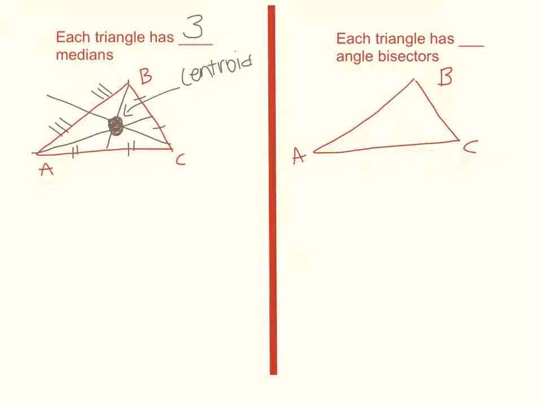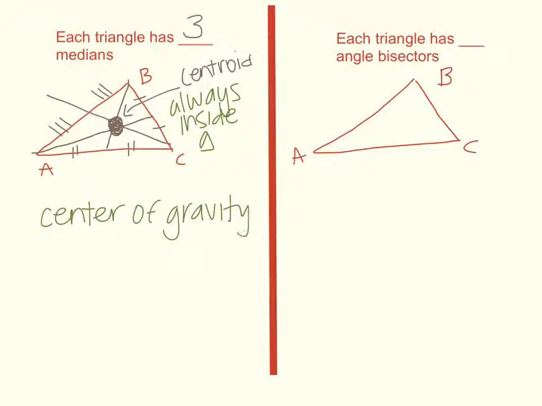So the centroid is always inside the triangle, every time. This is used when we talk about physics. It's the center of gravity and the point of balance. So if I were to try to balance this triangle, this spot right here in the middle, where all three of the medians meet, is exactly where I would put my finger to balance it.